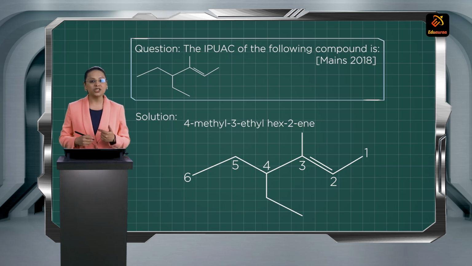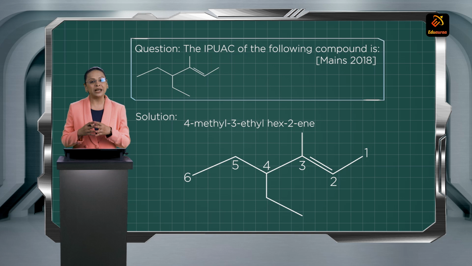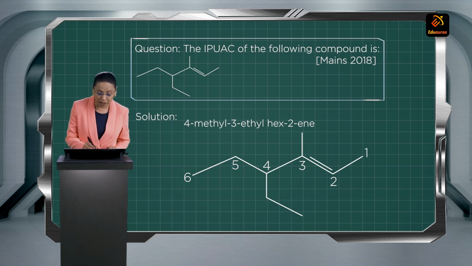Now, from where should I start the numbering? There is a double bond and then there is a methyl and ethyl substituent present. So students, we clearly know that double and triple bonds get higher priority as compared to the substituent. So the numbering will start from here. 1, 2, 3, 4, 5 and 6.